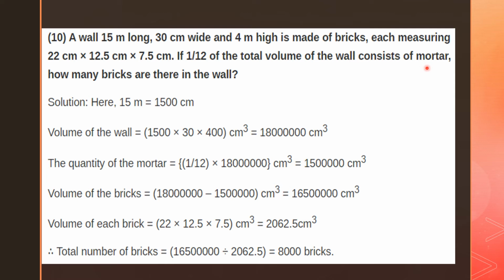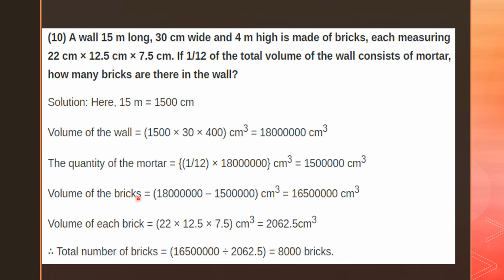What is mortar? Mortar is a mixture of sand and cement and it is layered between the bricks. If a brick has been kept and a layer of mortar and then another brick and a layer of mortar, in this way the entire wall has been constructed. Now the volume of the wall is given as 1 crore 80 lakhs and the quantity of the mortar is 1/12 of the volume of the wall, that is 1 crore 50 lakhs. And what is the volume of the brick?